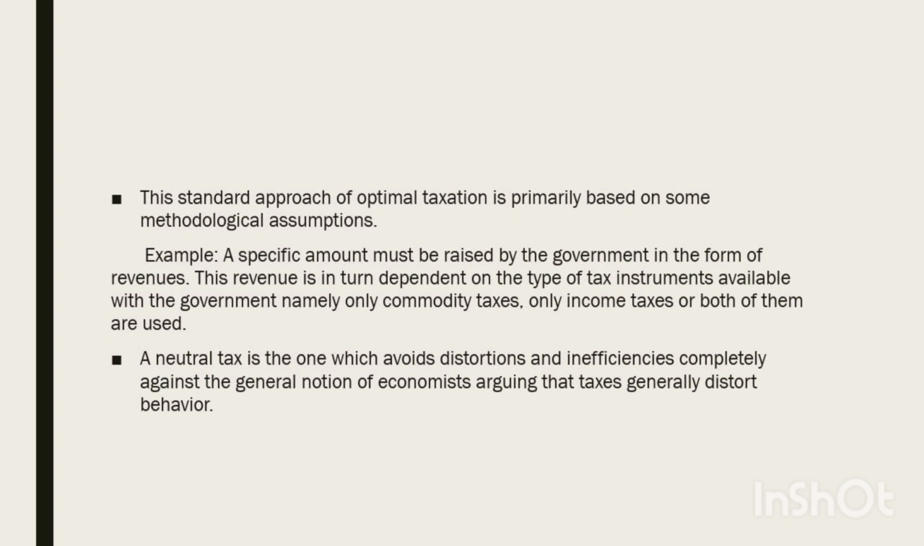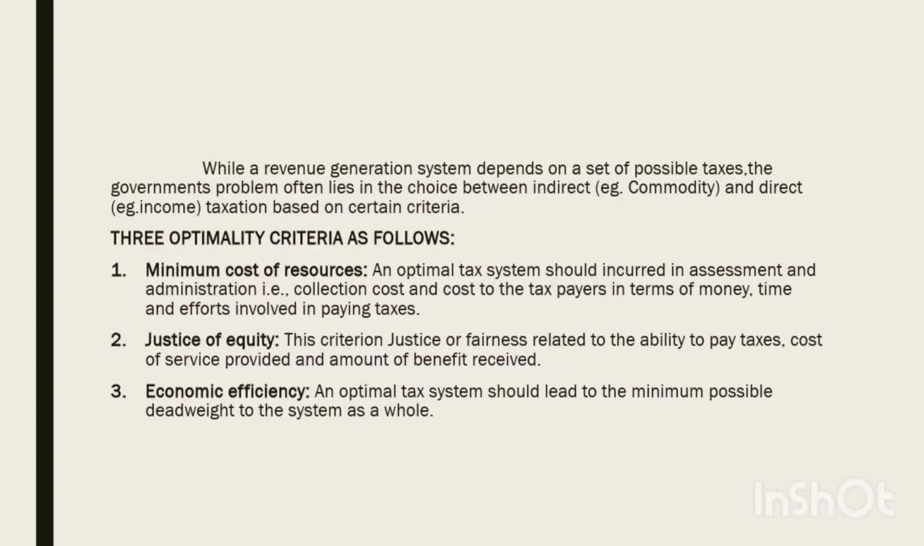A neutral tax is one which avoids distortion and inefficiencies completely, against the general notion of economics, arguing that taxes generally distort behavior, while a revenue generation system depends on a set of possible taxes. The government's problem often lies in the choice between indirect and direct taxation based on certain criteria. An example of an indirect tax is a commodity tax, and an example of a direct tax is an income tax.